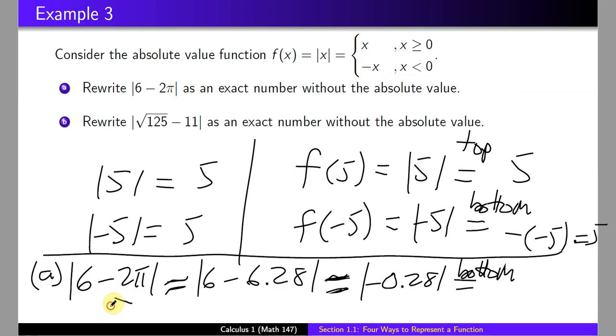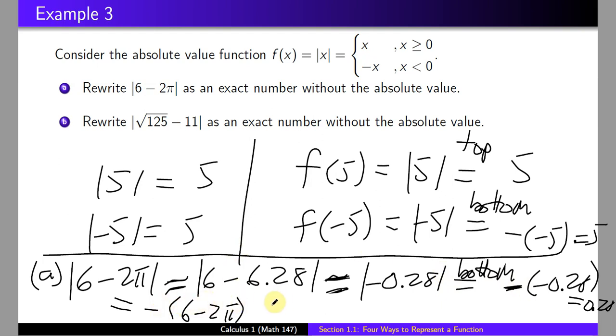So as an exact number, here's how we can handle this. Since it goes in the bottom piece, let me go ahead and do it with the approximated value first. It's going to be minus negative 0.28, which turns out to be 0.28. So that's what you would do if you're rounding things off. But we don't want to round it off. We want to keep this as an exact number. So it's going to be minus the quantity 6 minus 2 pi, just following what the bottom piece tells us to do. You put a minus in front of it to drop the absolute value.